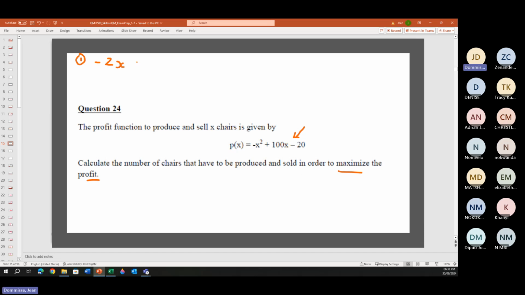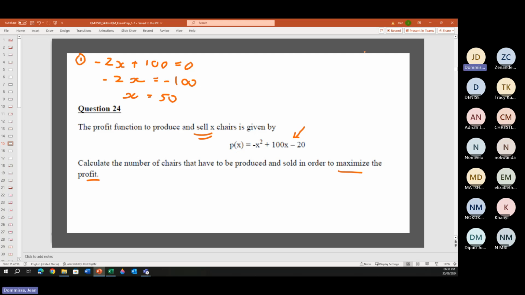That will become plus 100. And to maximize it, it will be equal to 0. So we could then say, well, from this, minus 2x is equal to minus 100. X is equal to 50. Okay, so you need to sell 50 shares to maximize it.